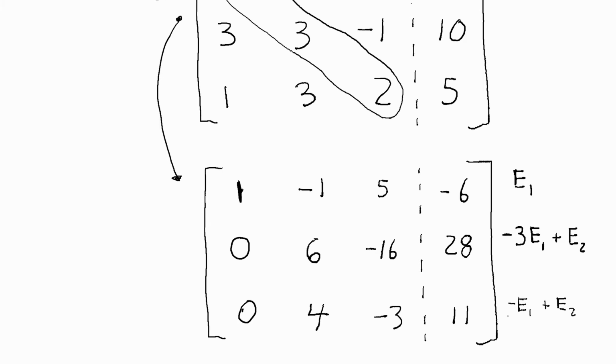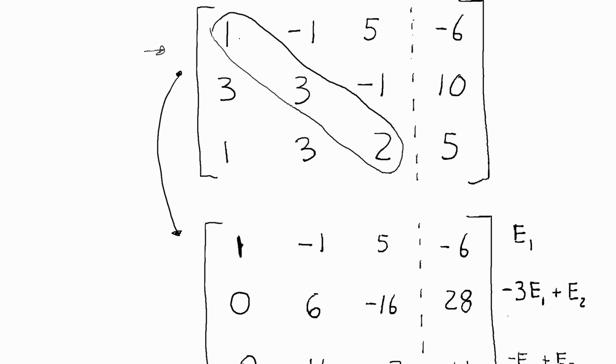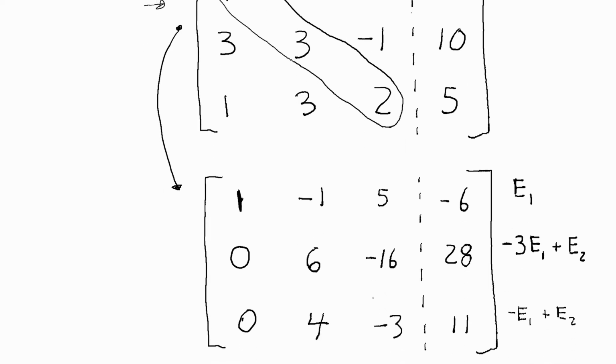Well, if you take negative 5, which comes from this negative 5 here, but minus 1 times 5, and if you add that to 2, you get negative 3, and that's where that comes from.